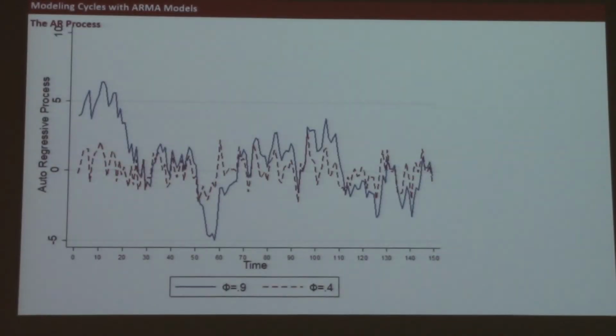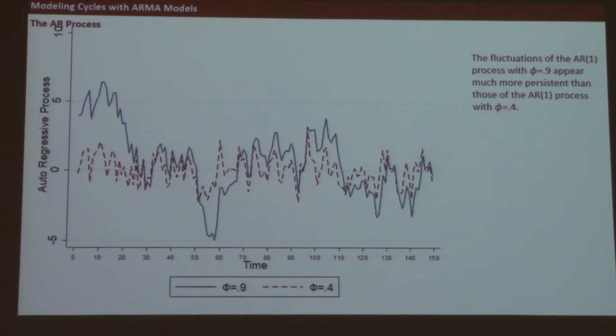Okay, so let's talk about the autoregressive process. So here's an autoregressive process. I use the same values, but notice that an autoregressive process with a phi of 0.9 shows a lot more of this kind of persistence, really pronounced cyclical effects, as opposed to an autoregressive coefficient of 0.4. So there's still some persistence or some cyclicality in the red autoregressive process, but it's not as prominent as that of the blue one.